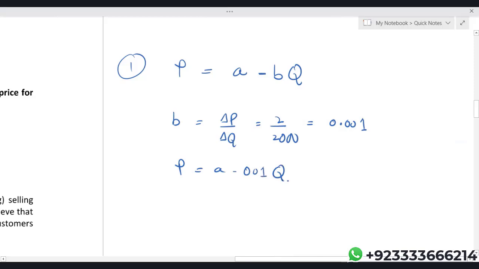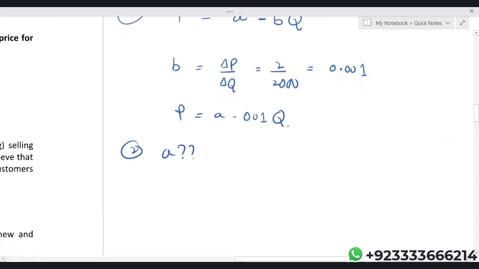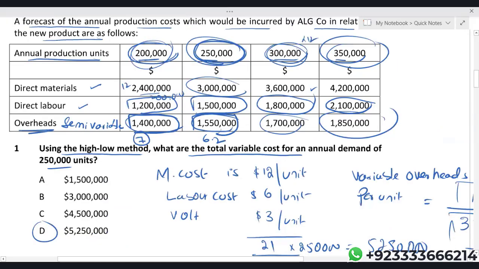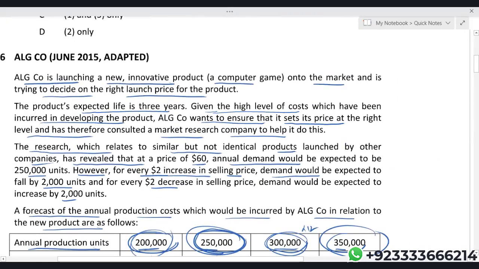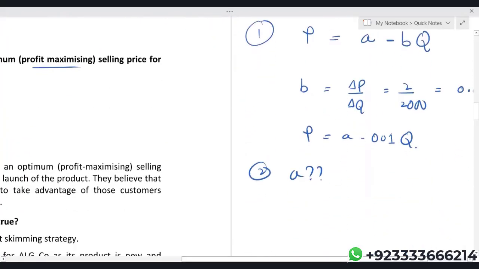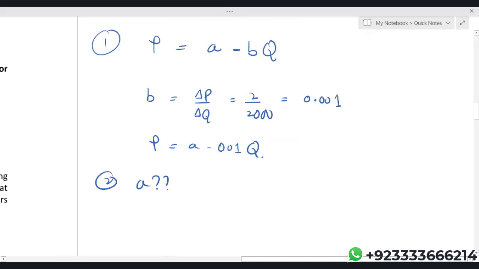Okay, now step 2 is to find A. Logically, step 1 is to find B. Now step 2 is find A. We have one relationship, that is at the price 60, the demand is 250,000. They have given us that. So we need to find out the price where demand is going to be 0. And that is A. Step 2, to calculate A.